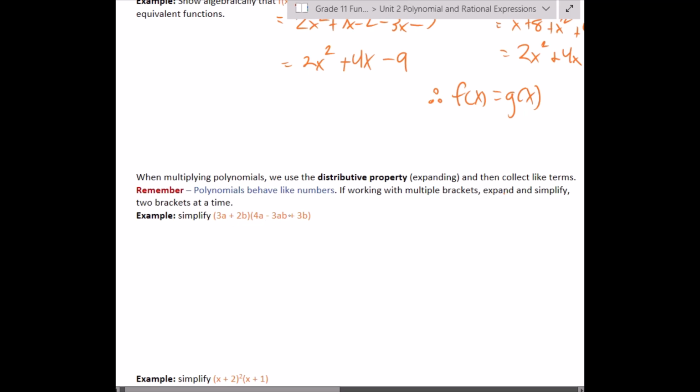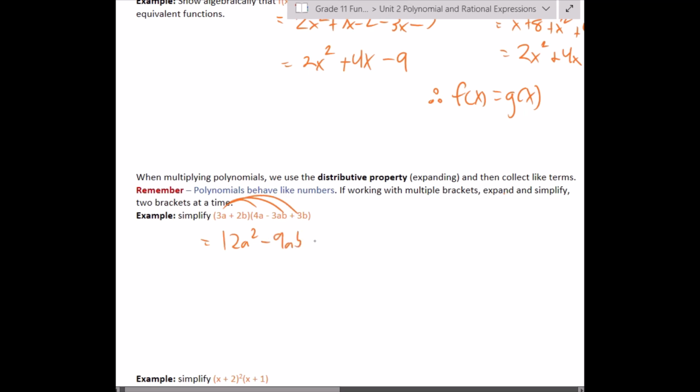So you may be used to using FOIL back in grade 10. You do, for instance, first, outside, inside, last. The same kind of variation of this method works here as well. It's just you're multiplying each term in the other bracket. So here we have 3a times 4a, giving us 12a squared. 3a times minus 3ab, so that's minus 9ab. And then 3a times 3b being plus 9ab.